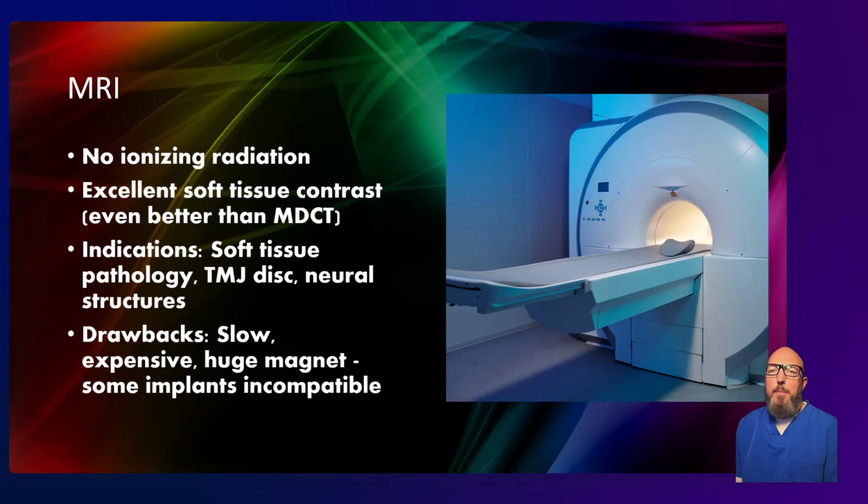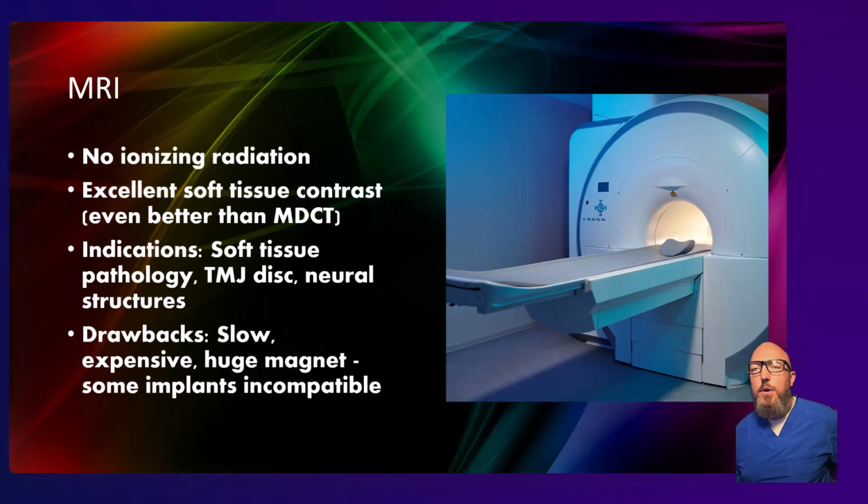What do you need to know about MRI? First of all, there's no ionizing radiation. Second, it displays excellent soft tissue contrast, even better than medical CT. So it is the gold standard for evaluating soft tissue pathology, the TMJ disc. So the MRI is the only thing that's going to show the disc of the modalities we've discussed so far. It also displays neural structures, tumors that need detailed soft tissue characterization.